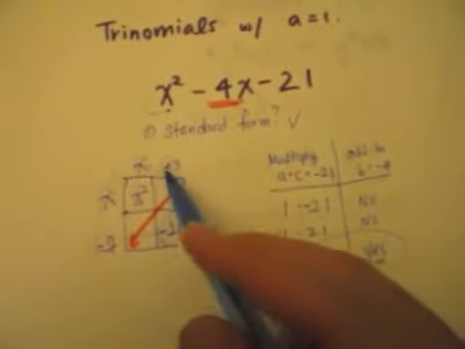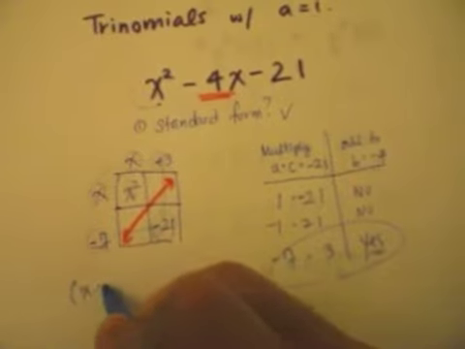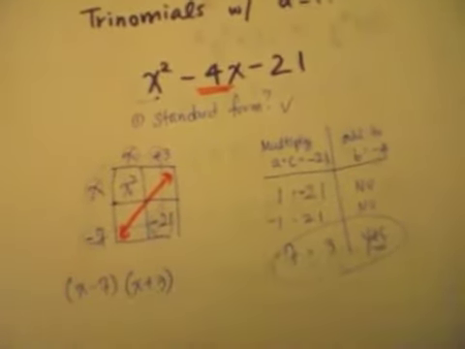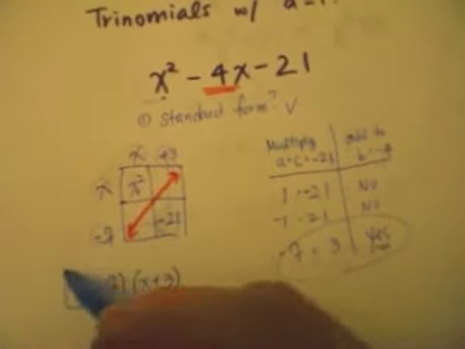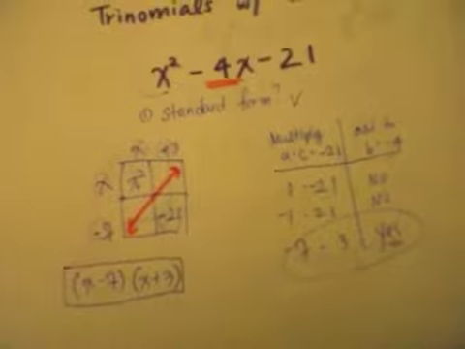So how do we write our final answer? We know what our binomials are. We just bring them down. x minus 7, x plus 3. That is our final answer. You might write it the other way around, x plus 3 times x minus 7. That's okay too.